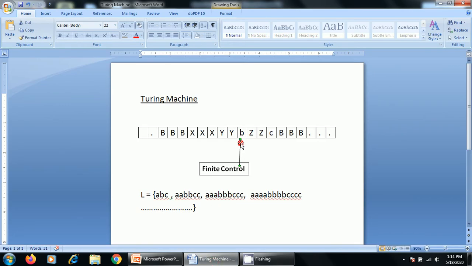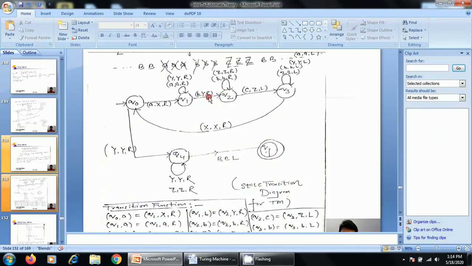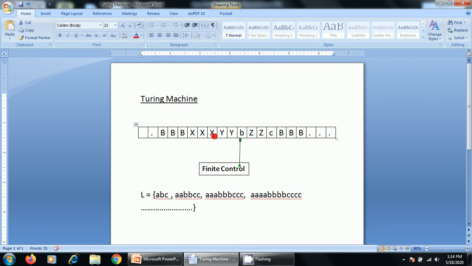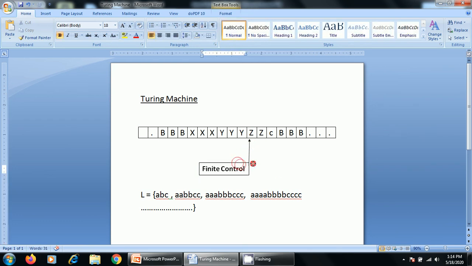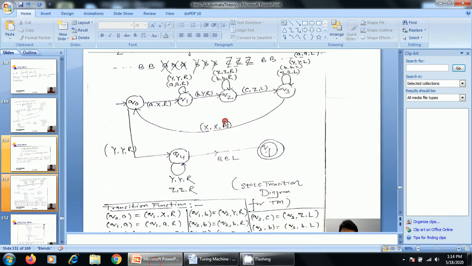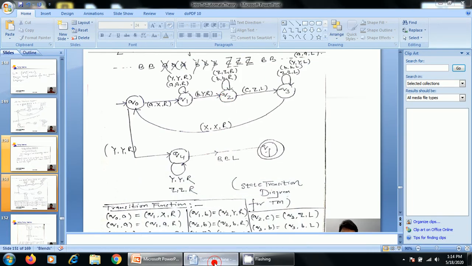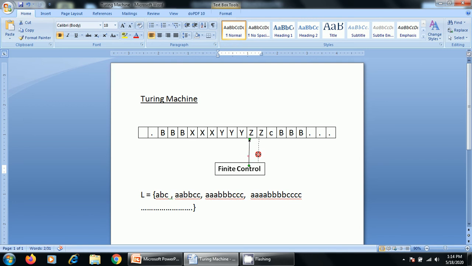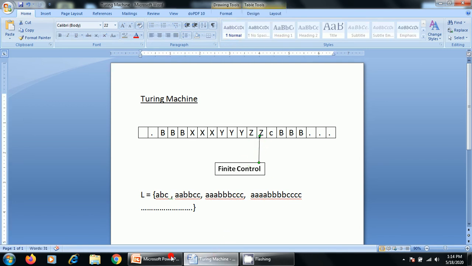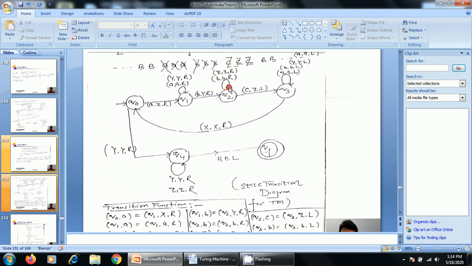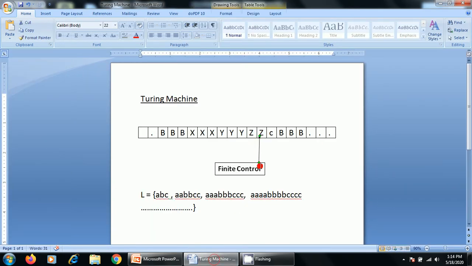If there is a B, then make it Y, because we are searching for the third B corresponding to the third A. Make it Y and move right. Okay. Now see, now we are at this position. If there is Z, keep it Z and move right. If there is Z again, there may be a number of Z. That is why there is a loop. Keep it Z and move right.